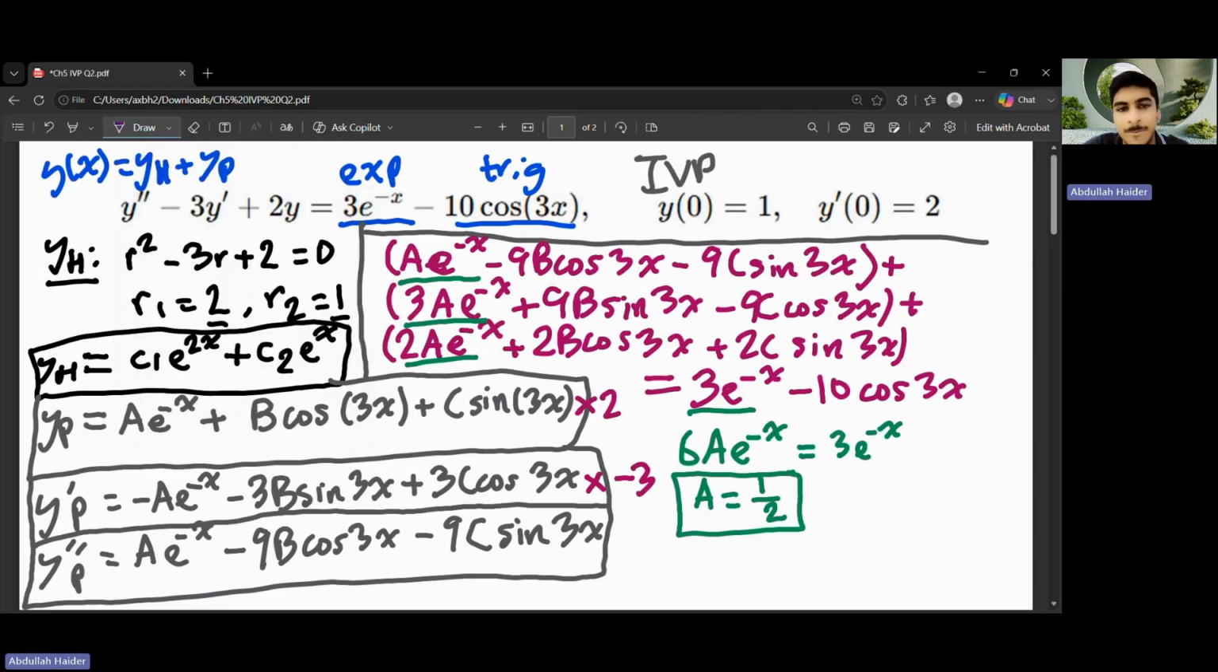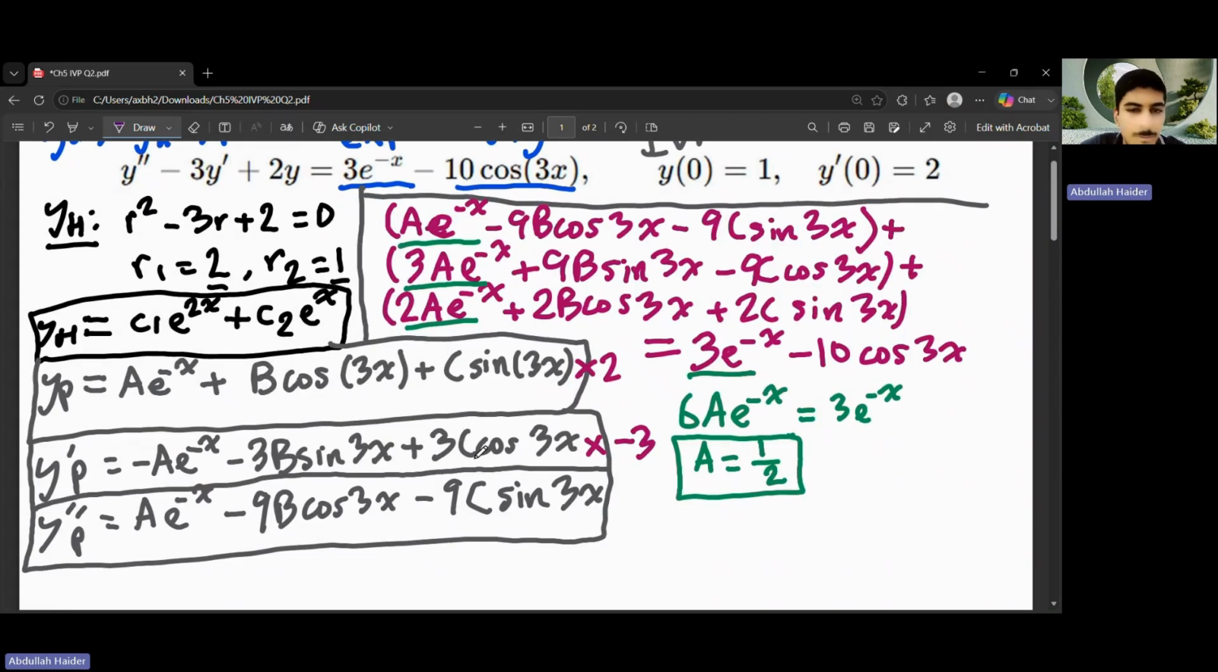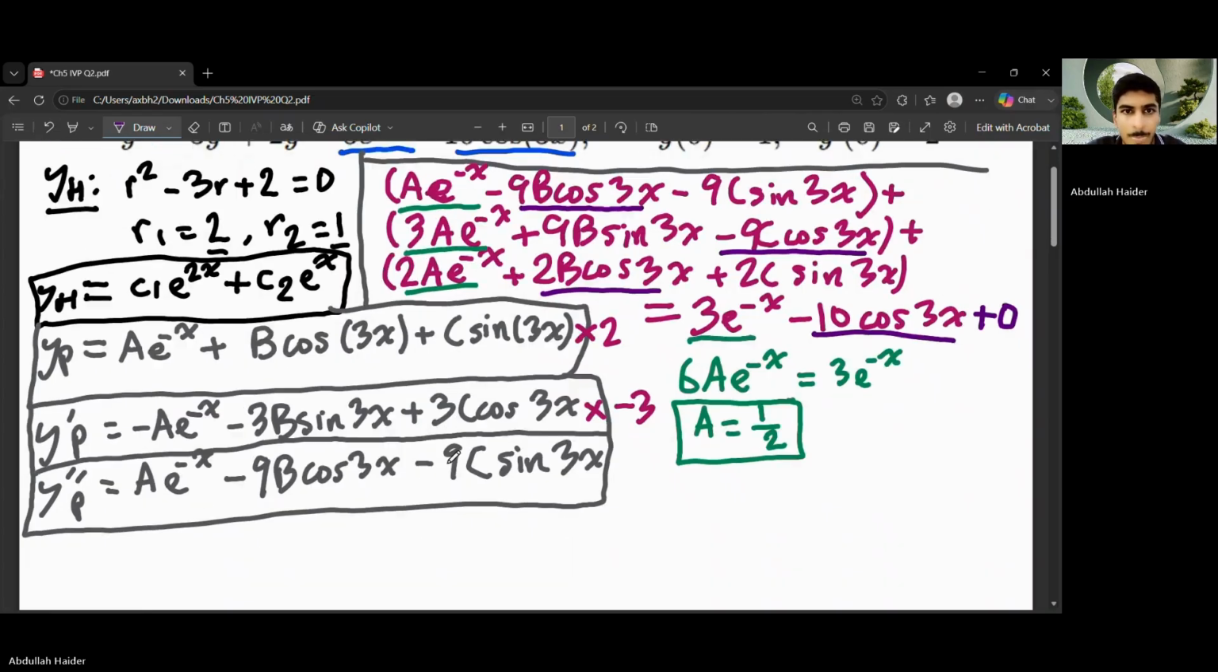Now, to find b and c, first of all, you have a cosine here. You don't have a sine here, so assume that we have a plus 0. Then equate cosine to cosine and sine to 0. So we're looking at the cosine now. You have cosine here, cosine here, cosine here, and cosine here.